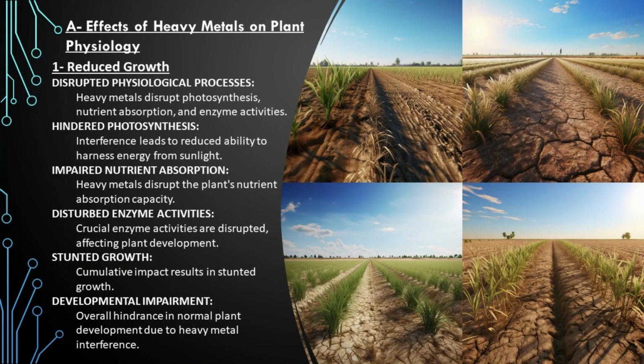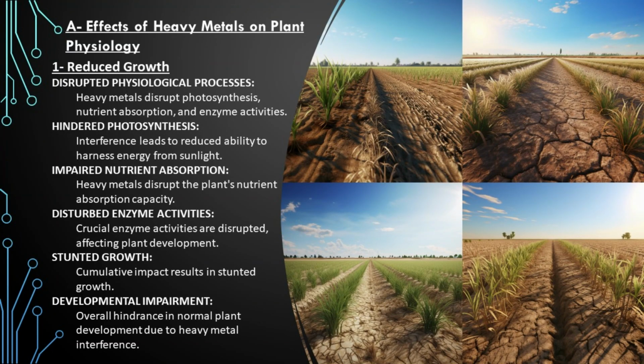1. Reduced growth. Disrupted physiological processes. Heavy metals disrupt photosynthesis, nutrient absorption, and enzyme activities. Hindered photosynthesis. Interference leads to reduced ability to harness energy from sunlight. Impaired nutrient absorption. Heavy metals disrupt the plant's nutrient absorption capacity. Disturbed enzyme activities. Crucial enzyme activities are disrupted, affecting plant development. Stunted growth. Cumulative impact results in stunted growth. Developmental impairment. Overall hindrance in normal plant development due to heavy metal interference.